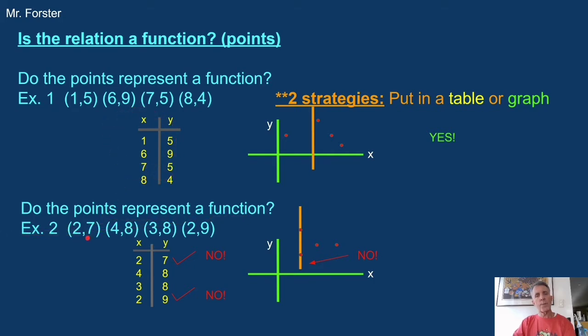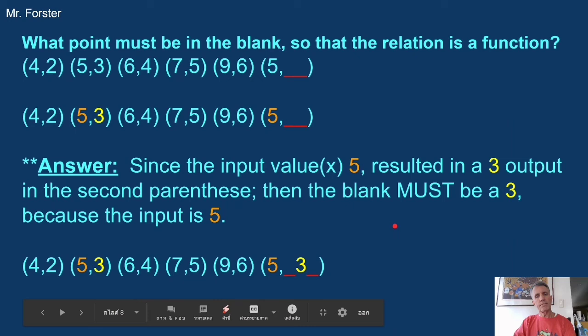Do these points represent a function? Again, it's hard to see looking this way. I recommend you put it in a table. And here we see the 2. It's kind of covered up on the toolbar there, but we see the 2 and the 2 giving different outputs. Here we see it visually. The vertical line touches those 2 points. And so that is not a function.